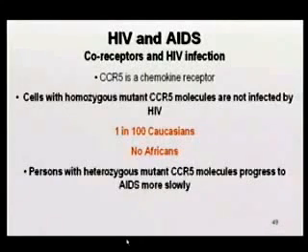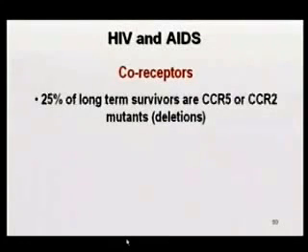Now, people who are heterozygous mutants for this, and there are some African Americans who appear to have heterozygous mutants for this, they get AIDS more slowly. We have no idea why, because their wild-type receptors should be able to bind in this association with CD4, but it seems they do get infected, but it's a slower progression of the disease. So 25% of the long-term survivors are people who have deletions in chemokine receptors. There are other people who don't appear to have these deletions. We don't know why. Possibly other co-receptors are involved.